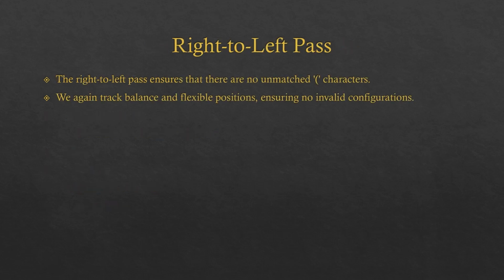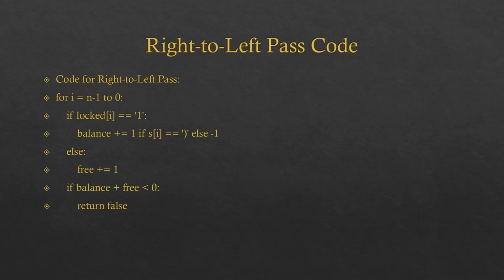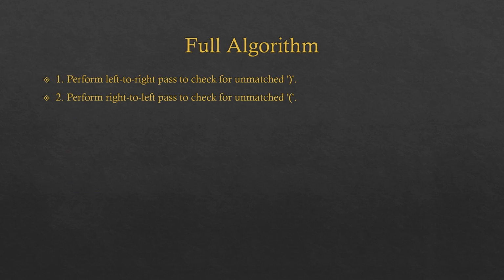The right to left pass ensures that the parenthesis string remains balanced in the opposite direction. By checking from the end of the string to the beginning, we make sure there are no unmatched opening parentheses. This is the code for the right to left pass. Similar to the left to right pass, we adjust the balance and track free positions. If the balance plus the free positions becomes negative, we return false, indicating the string cannot be balanced. Here is the code.